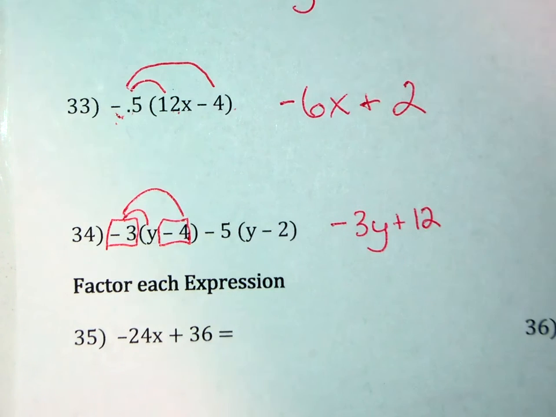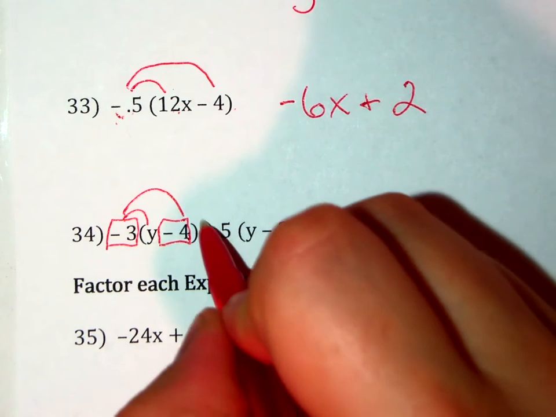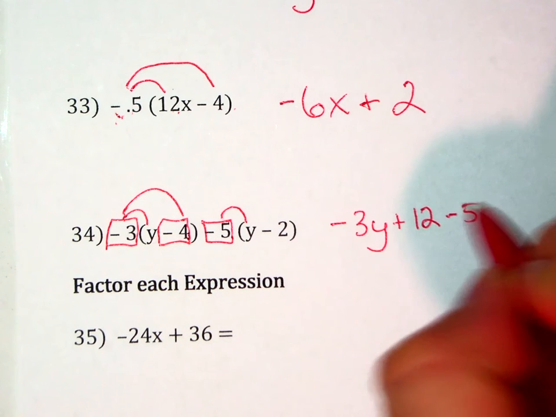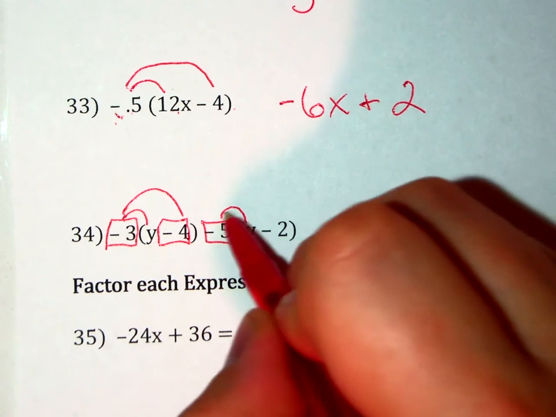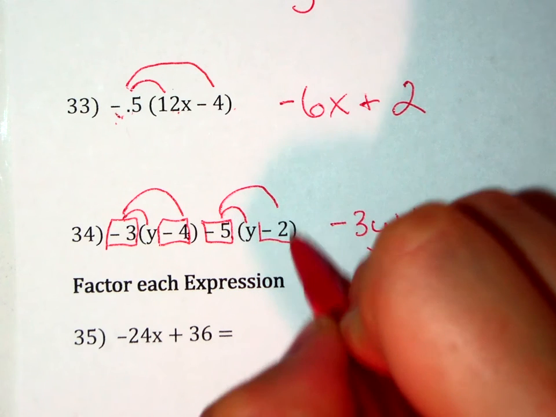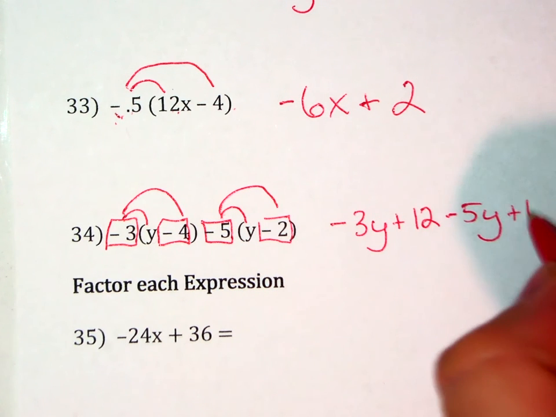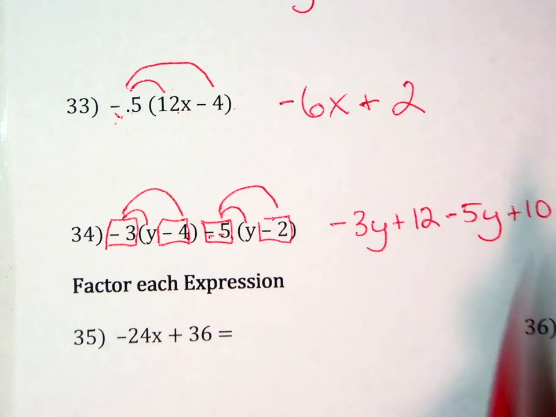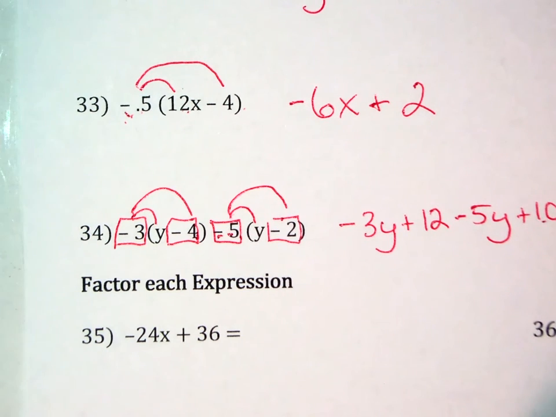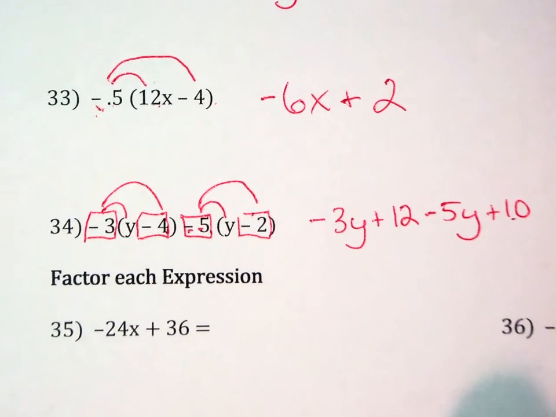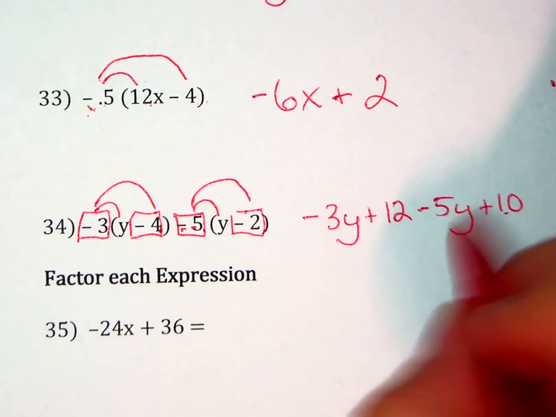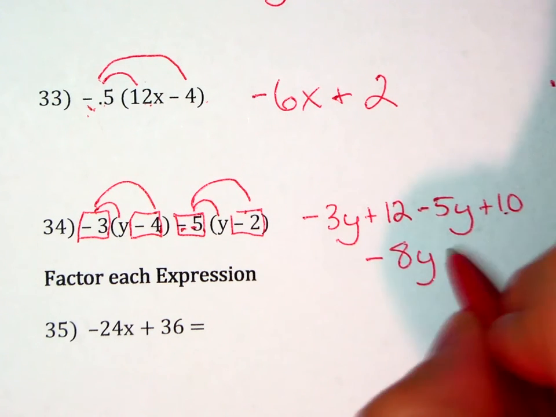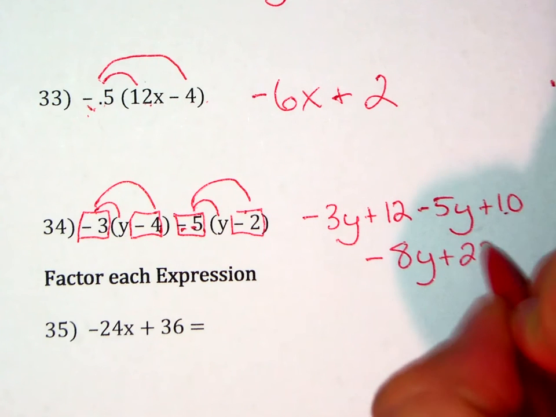Now we have a second set of distribution that needs to take place. We have a negative 5 times y, which would be minus 5y, and a negative 5 times negative 2 would be plus 10. Be very careful and remember that negatives times negatives is positive. Negative 3y and negative 5y would be negative 8y. 12 plus 10 would be plus 22.